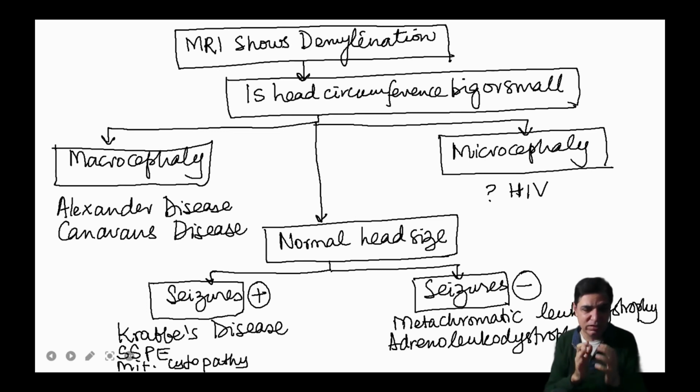If seizures are cardinal signs with a normal head and demyelinating changes on an MRI, usually it is Krabbe's disease, subacute sclerosing panencephalitis, or mitochondrial cytopathy. Some of the mitochondrial cytopathies can present with seizures as well, and obviously the head size would be normal. Krabbe's disease is a condition which presents in infancy. The kids are very irritable.